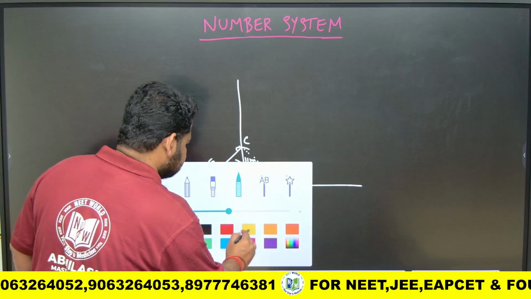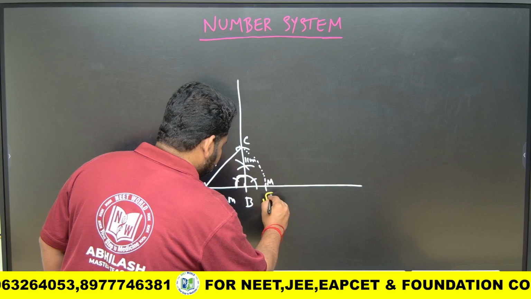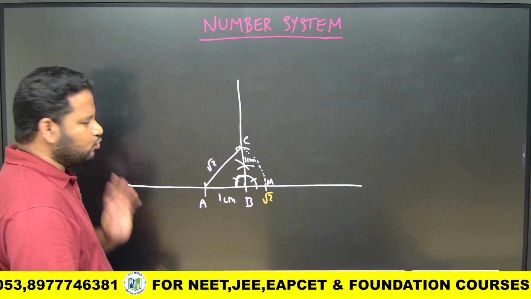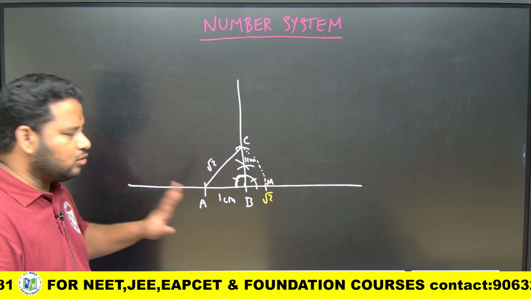This will be what, friends? This will be root 2. Okay, now we got root 2. Now I want root 3. How to get to root 3 from root 2?